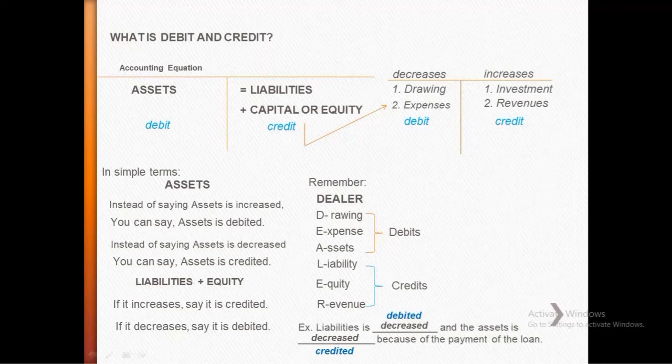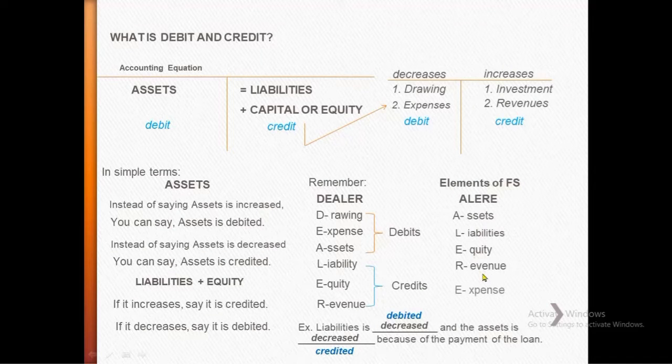But before we end this slide, I will introduce you to the elements of the financial statements, which are ALERE. That is the acronym. A stands for assets, L stands for liabilities, E stands for equity, R stands for revenue, and E is for the expenses. As you observe, withdrawal is not here, as well as the investment from the owners. It is because they are still under the capital account.